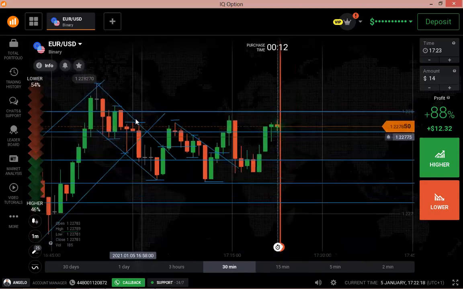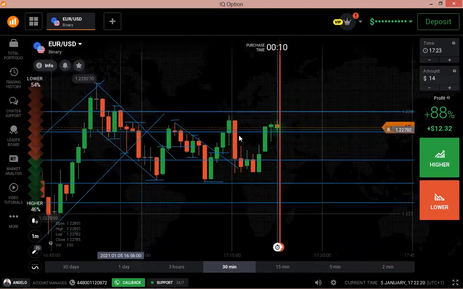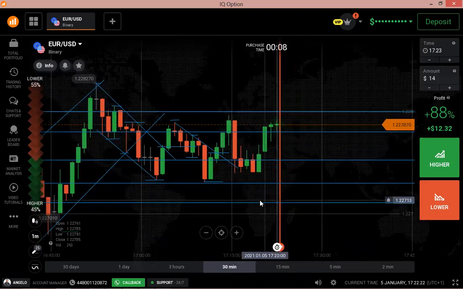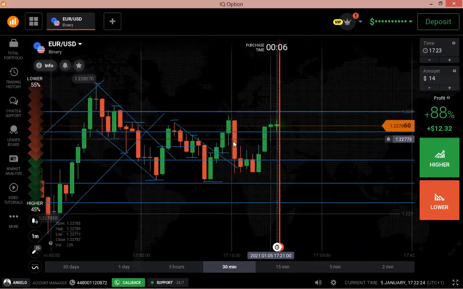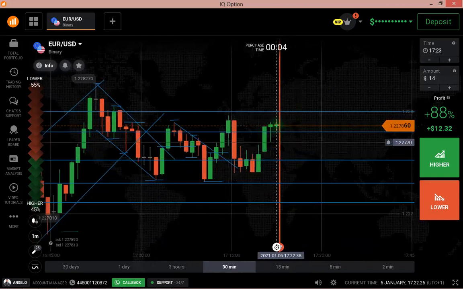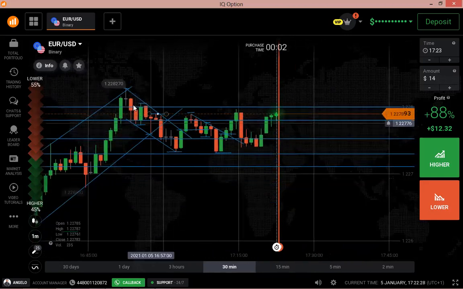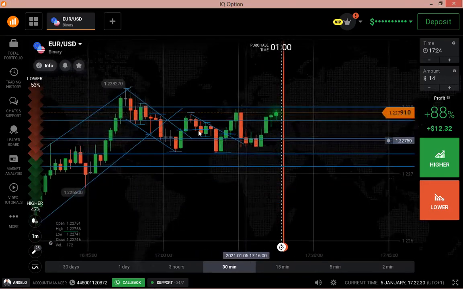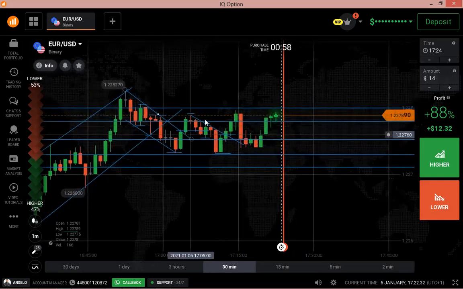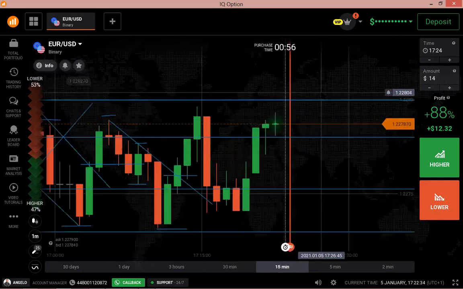So if you actually know the starting point of the trend and the ending point where it will end, this will help you trade successfully, like predicting the next candle. If I should predict the next candles, what I'm doing here, I would have made a lot of money, but I don't want to trade now. I'll come back later and take some trades.